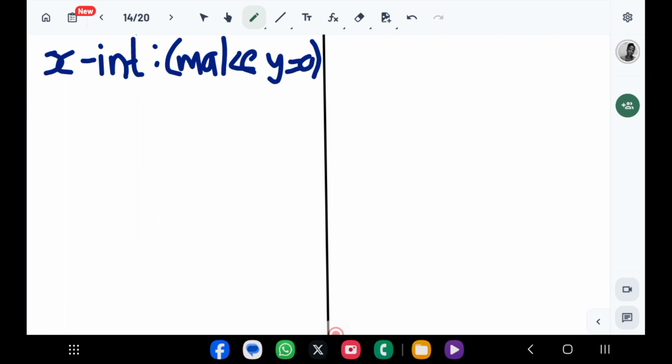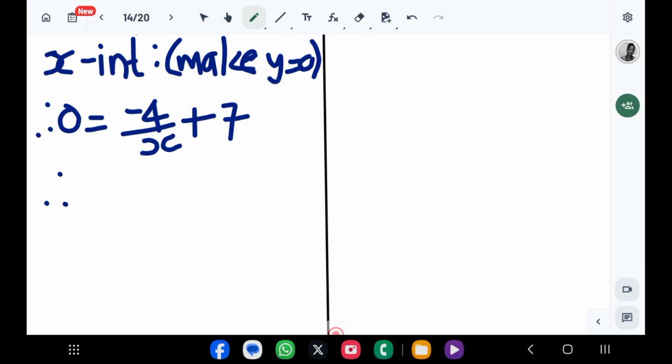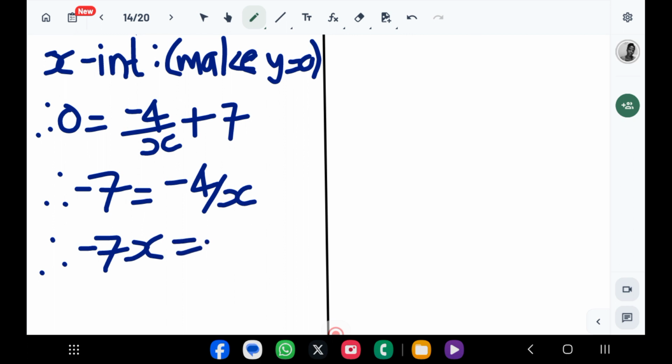Next, let's find the x-intercept. For the x-intercept, we make y 0. Now when we make y 0, therefore 0 is equals to -4 over x plus 7. Take the 7 to the left hand side, that becomes -7 equals to -4 over x. Multiply both sides by x to get rid of the fraction. You have -7x equals to -4. Divide both sides by -7 to get rid of that and have x on its own.